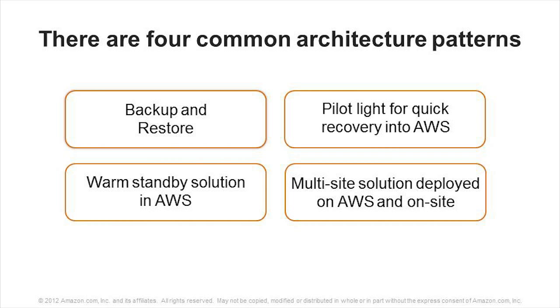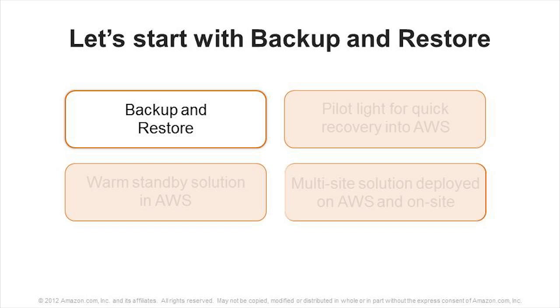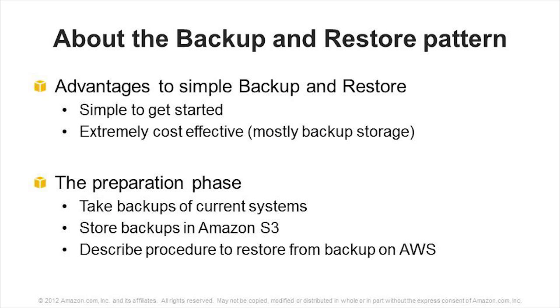We see four separate architectural patterns, and we're going to talk about two of those in detail today. So let's focus on the backup and restore model, and on the pilot light model for quick recovery into AWS. Let's dig into both of those and see what's inside. So backup and restore, what does that mean? Very, very simple and very, very straightforward to get started. Generally very cost effective. You're not paying for anything besides the backup storage that you consume.